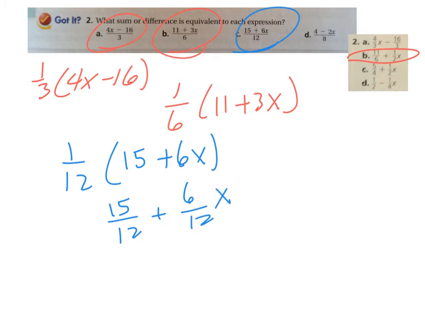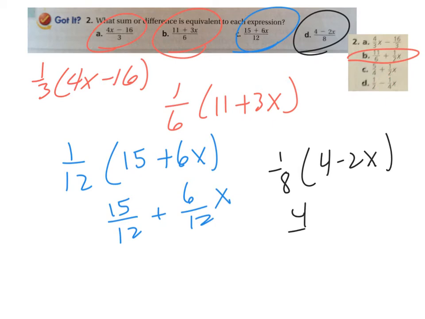And then finally, right here, we have 1/8 times 4 minus 2x. So this becomes 4/8 minus 2/8 x, which does obviously indeed reduce to 1/2 minus 1/4 x.